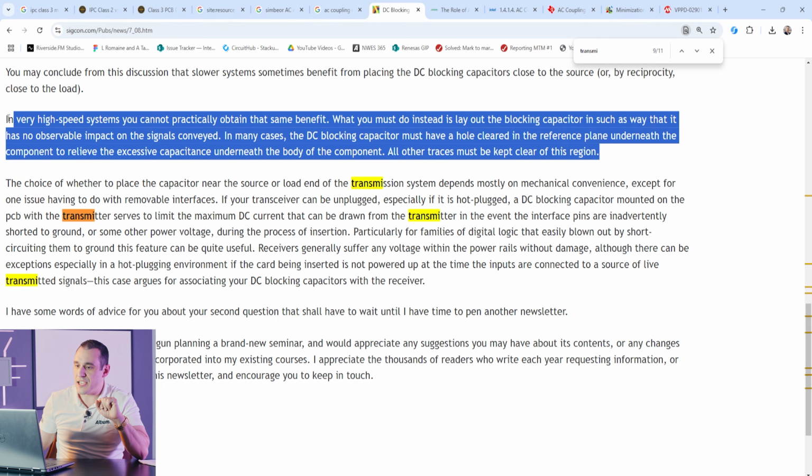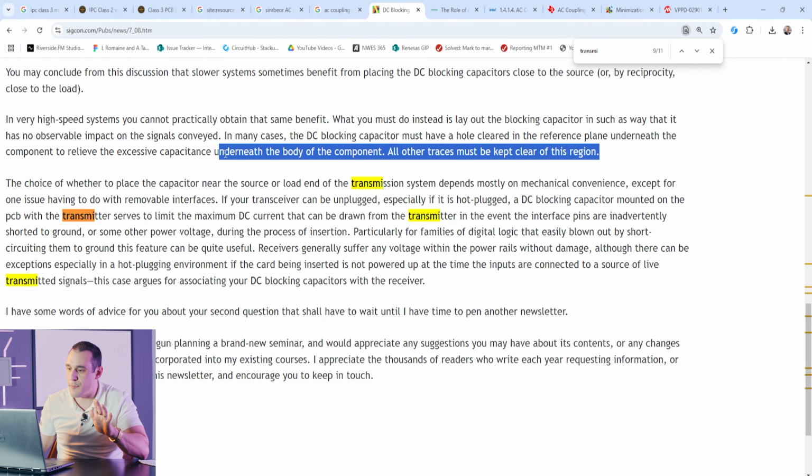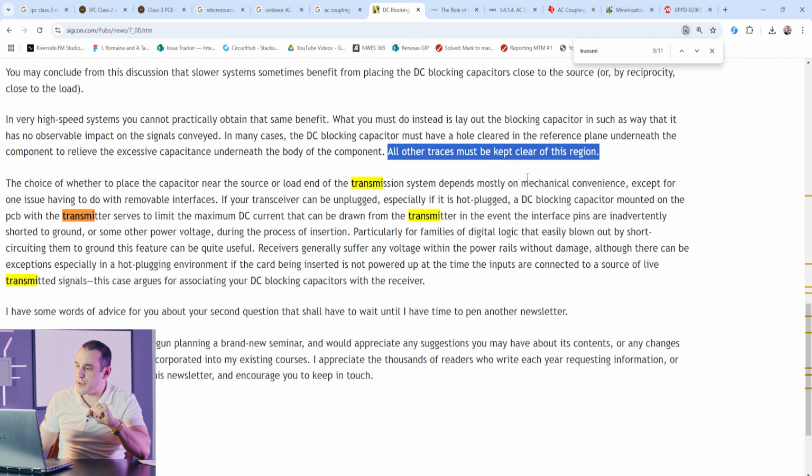Now, one thing you can see here in this previous paragraph, he notes, in many cases, the DC blocking capacitor must have a hole cleared in the reference plane underneath the component to relieve the excessive capacitance underneath the body of the component. All other traces must be kept clear of this region. So this is interesting. We have an SI expert acknowledging that there are two different places in different situations where you could certainly justify putting the AC caps always near the transmitter or always near the receiver.